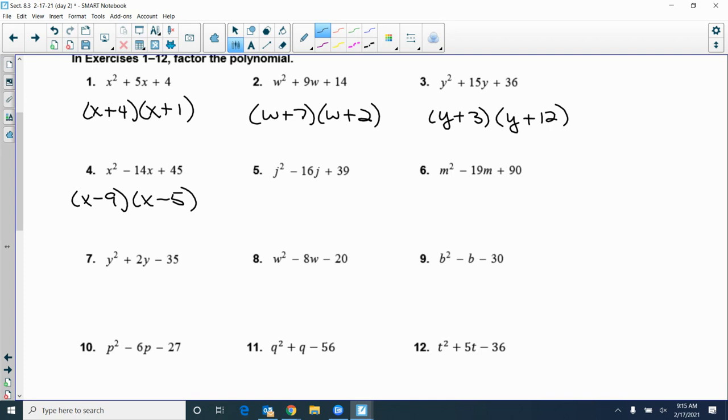Jay Lee, how about 5? You didn't get that one. All right, 5. Joe. J minus 3. Okay, that is correct. When the numbers get a little bit bigger, yes, it does get a little bit harder. You just might have to do a chart. Number 6, Sam. I got n minus 9, n minus 10.